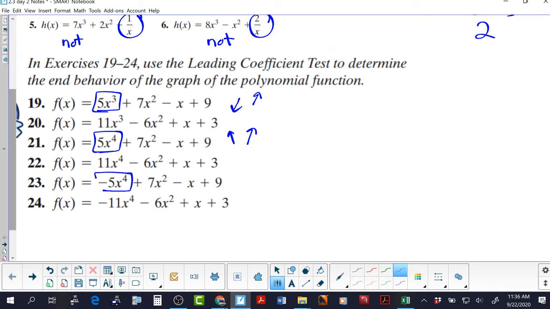Now this one down here on number 23, negative 5 is negative, of course. 4 is even, so it will act like a negative x squared on the ends.